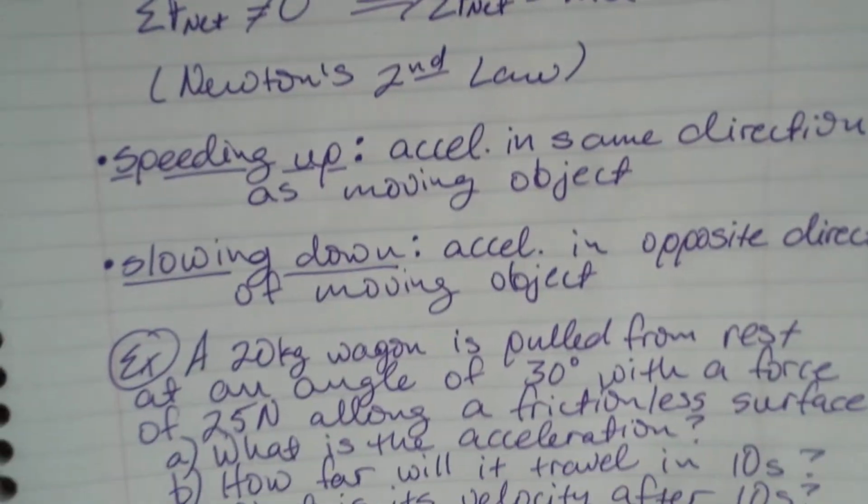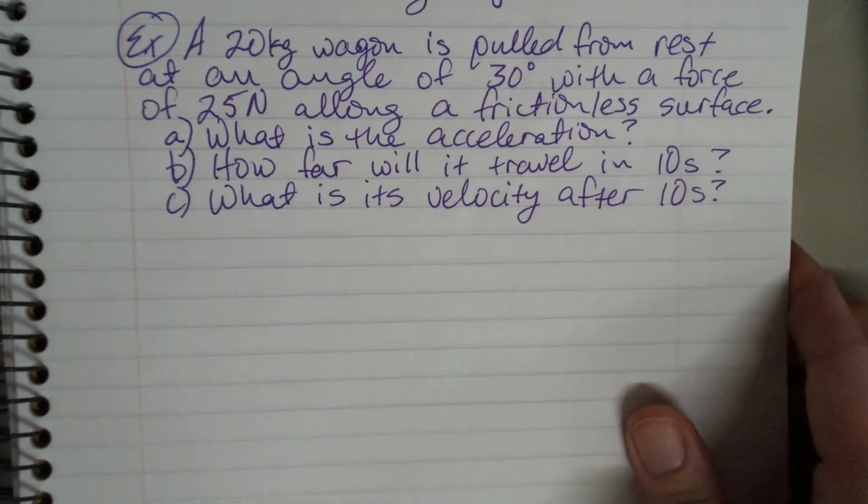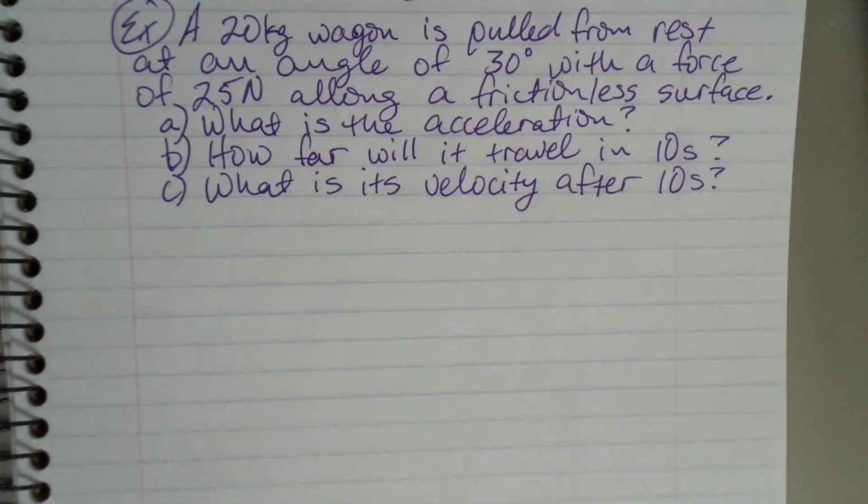So then I have an example problem for us to work. We have a 20 kilogram wagon. It's pulled from rest at an angle of 30 degrees with a force of 25 newtons along, and I know I spelled along incorrectly, so sorry, a frictionless surface. We want to calculate acceleration, displacement, and final velocity. They told us the initial velocity, right? Because they told us it's from rest.